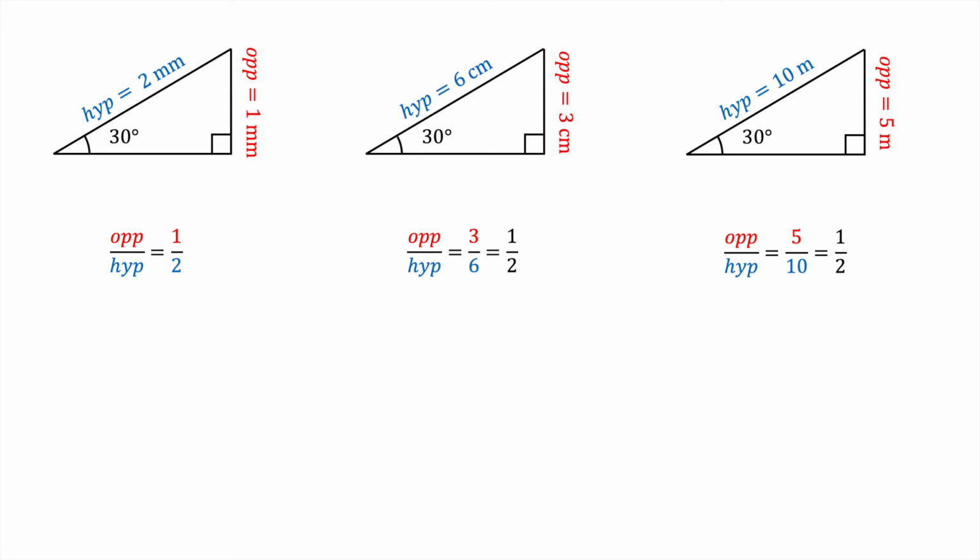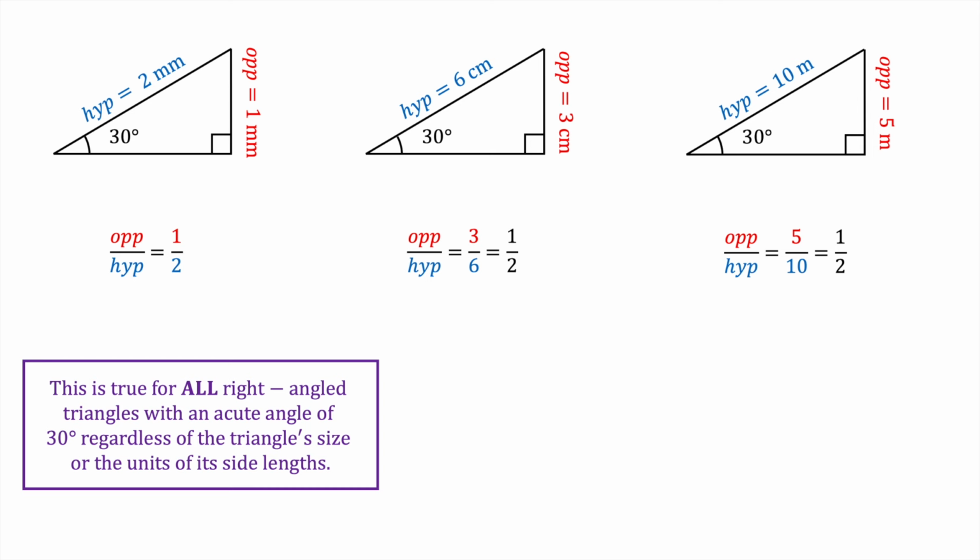This is true for all right-angled triangles with an acute angle of 30 degrees regardless of the triangle size or units of its side lengths. Therefore, when the angle is 30 degrees, the ratio of opposite divided by hypotenuse always equals a half.